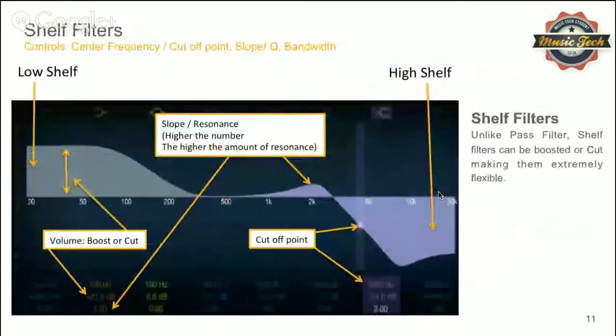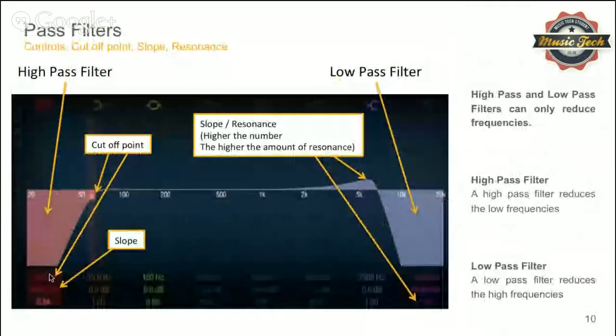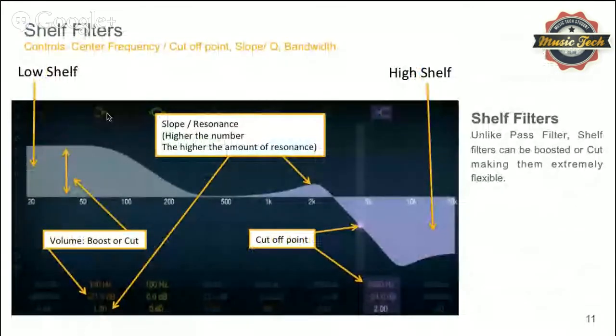Okay, so next one we're going to look at is shelves. Unlike, and I should have said this before, unlike pass filters, which really do only reduce the volume of the frequencies that they affect, you cannot boost a frequency using a pass filter, either high pass or low pass, okay? And that's where shelves come in. On this particular diagram, these ones here are the shelves, and these ones here are the pass filters, okay? Now, the shelf filters work almost identically to the pass filters, but you can boost as well as cut. That's quite important. It makes them a lot more flexible, in fact.